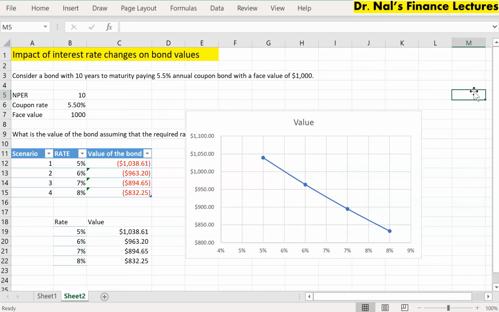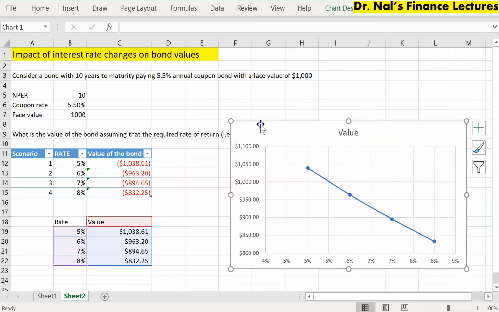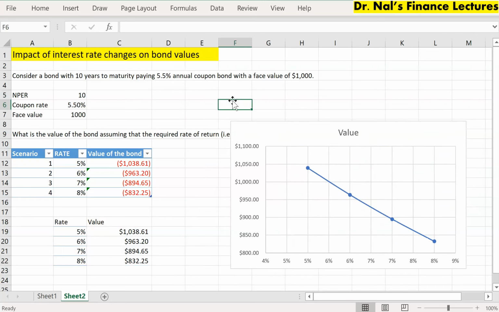The important lesson in this chart is as interest rates go up, you can clearly see that the value of the bond declines. So it's a downward sloping curve. As a result, interest rates have a huge implication in terms of pricing securities such as bonds. The same would apply if you were pricing any other security, for instance a stock. Obviously it will have an impact.